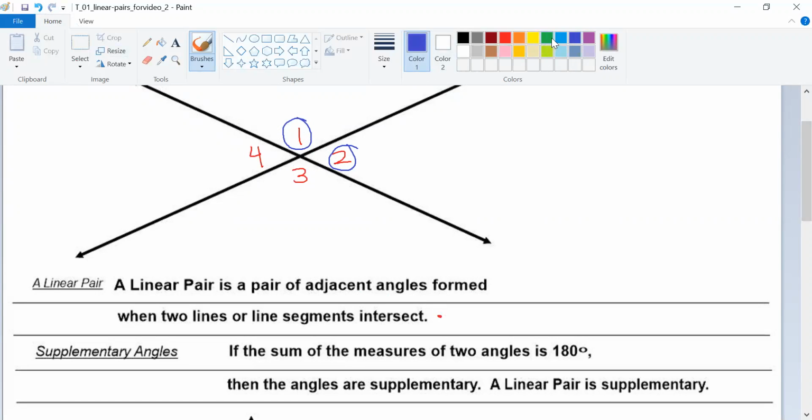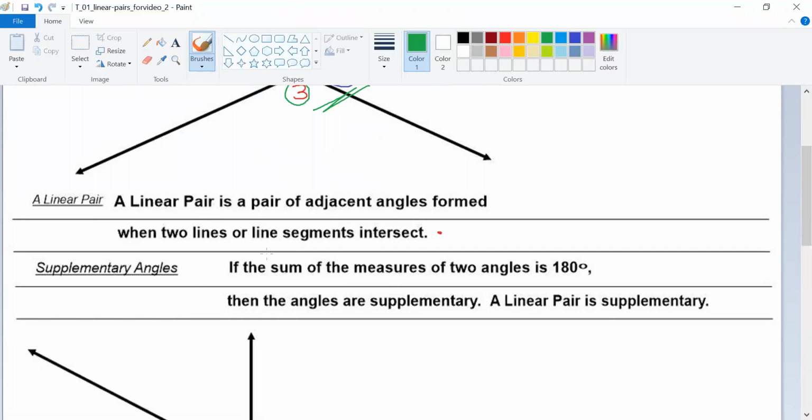Also, I'll go to a different color here. We can choose 3 and 4. Those are also a linear pair. And you could also call these 2, 3 and 2 a linear pair, and 1 and 4 a linear pair. Supplementary angles, that's this word down here, this big S word. If the sum of the measures of 2 angles is 180 degrees, then the angles are supplementary. A linear pair is supplementary.